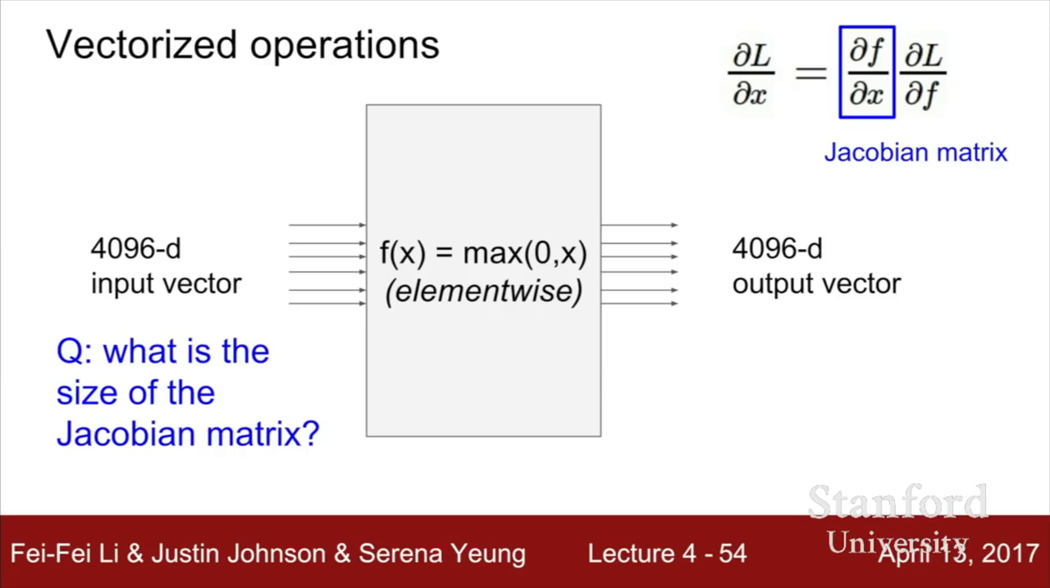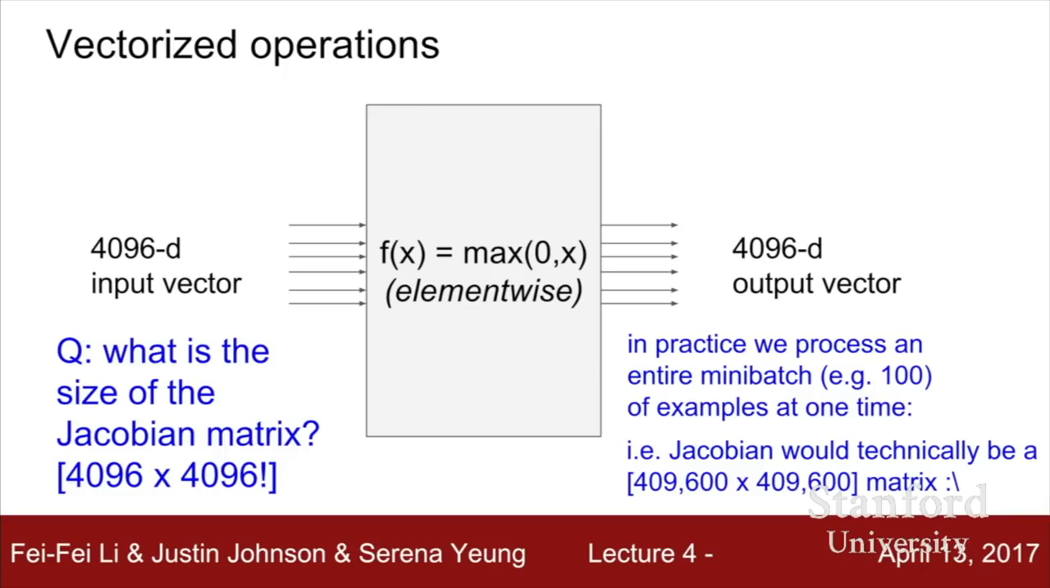Okay, so the answer I heard was 4096 squared, and that's correct. So this is pretty large, right? 4096 by 4096. And in practice, this is going to be even larger because we're going to work with mini batches of, for example, 100 inputs at the same time, right? And we'll put all of these through our node at the same time to be more efficient. And so this is going to scale this by 100, and in practice, our Jacobian is actually going to turn out to be something like 409,000 by 409,000, right? So this is really huge and basically completely impractical to work with.